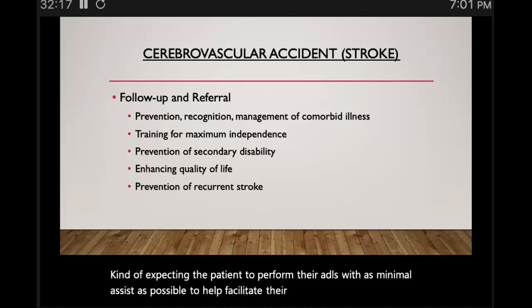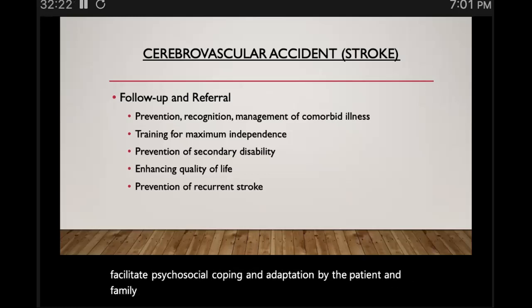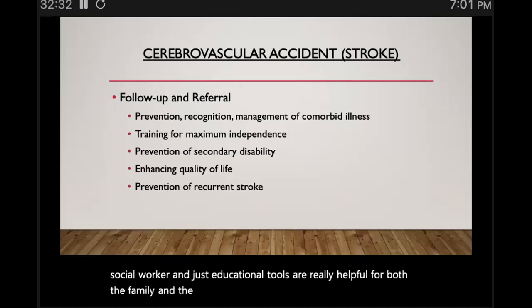We want to facilitate psychosocial coping and adaptation by the patient and family. So this is where counseling, support services, support groups, social worker, and just educational tools are really helpful for both the family and the patient in terms of how to manage day to day, as well as just cope overall in general, especially from a financial standpoint.